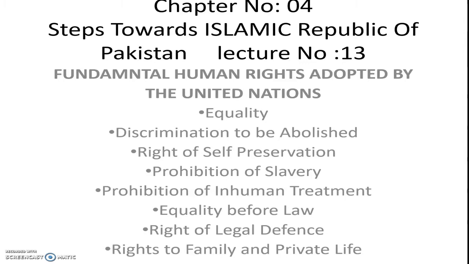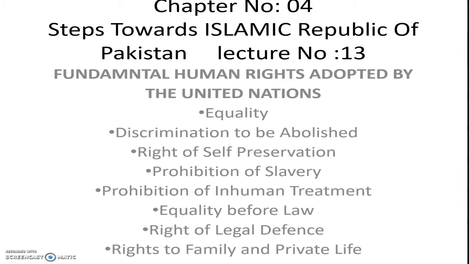These rights are as follows. Number 1, equality. All human beings are born free and equal in dignity and honor, and all the citizens are equal in the eyes of law. Discrimination to be abolished. Every person is entitled to all rights and freedoms in this declaration without distinction of any kind, such as race, color, sex, language, religion, political or other opinion. All persons are equal, and discrimination should be abolished on the basis of caste, color, and creed.